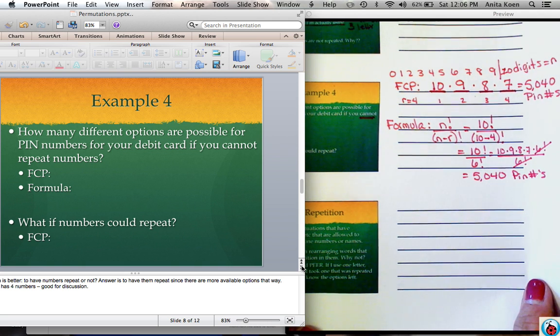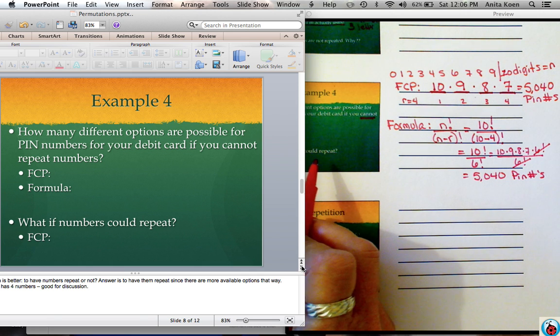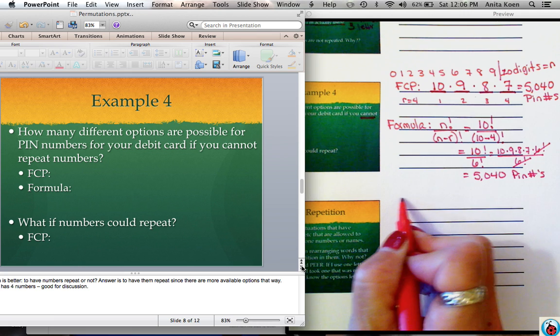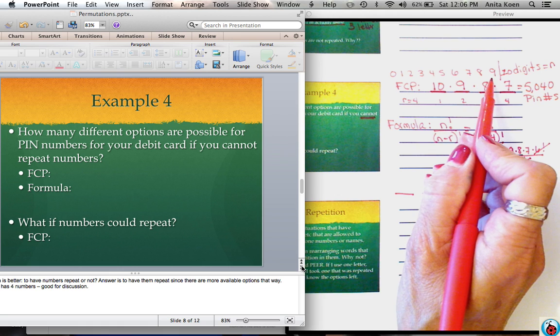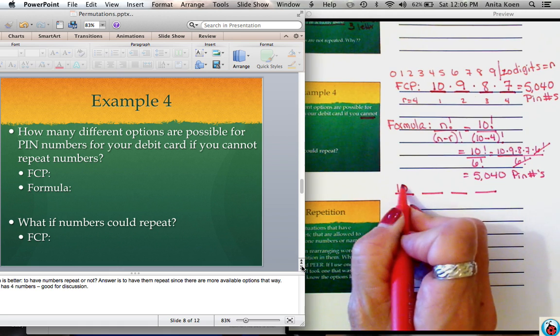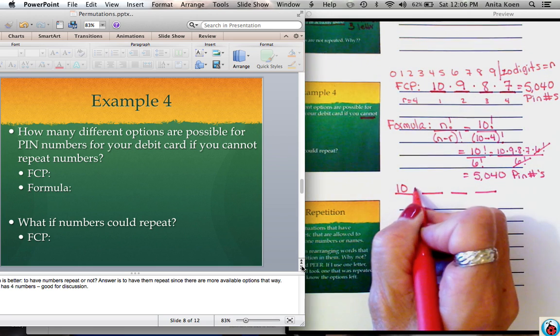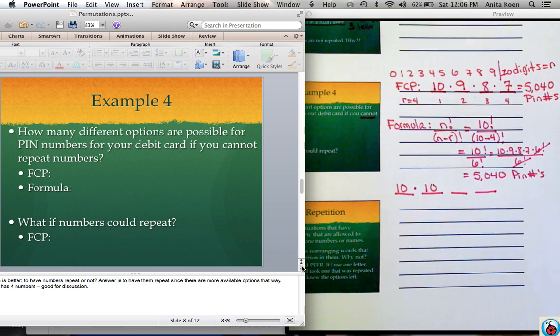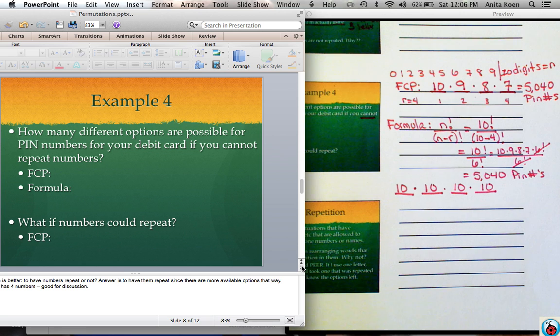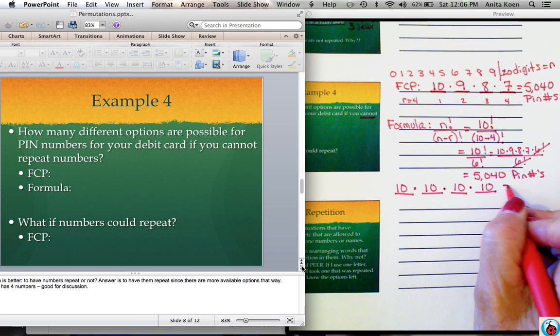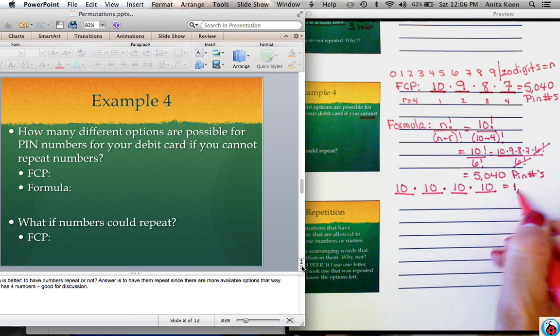Okay. Now, what if numbers could repeat? Let's look at that. So what if I had my 4 numbers that I'm going to put into my PIN number, and the numbers could repeat? I still have 10 digits, right? So I can put any of the 10 in the first spot. And if I can repeat that number, then I can put 10 of them in the second, and 10 in the third, and 10 in the fourth. Because if they can all repeat, I don't have to take that one out when I pick the next one. So now I'm going to do 10 times 10 times 10 times 10, which is 10,000 PIN numbers.